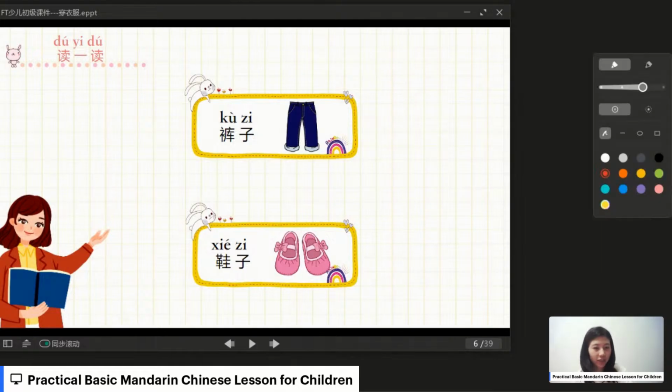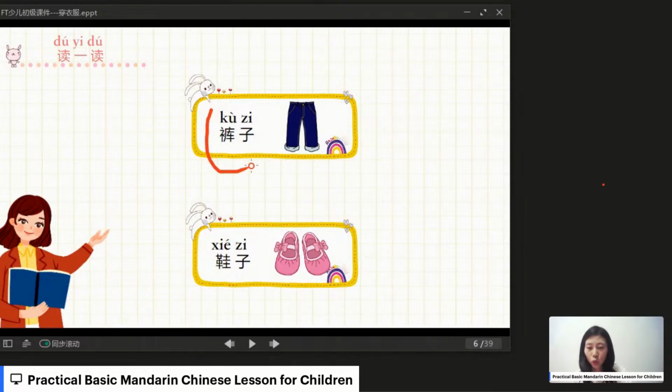The first one is 裤子. Maybe you can read after me. 裤子. That would be the first tone, and the second is a soft tone, because there is no tone in it. So that would be 裤子. From the picture, you can see 裤子 is pants, right? 裤子. The second word is 鞋子.